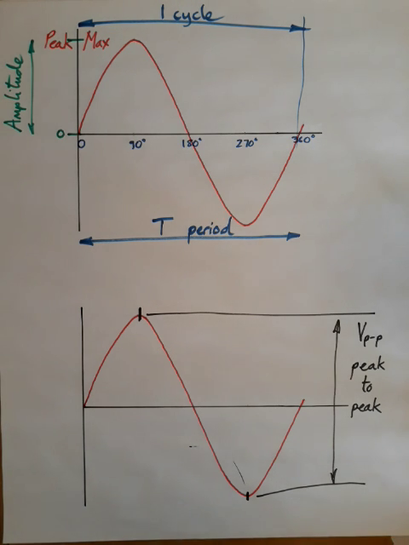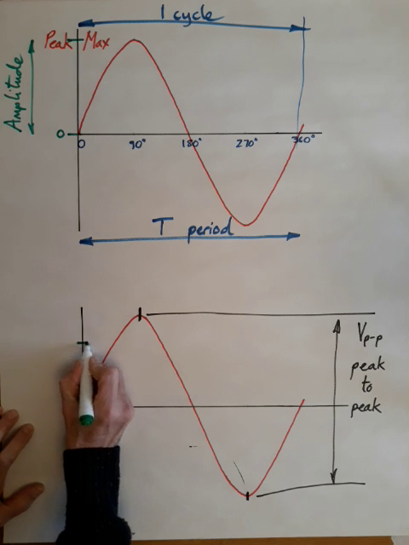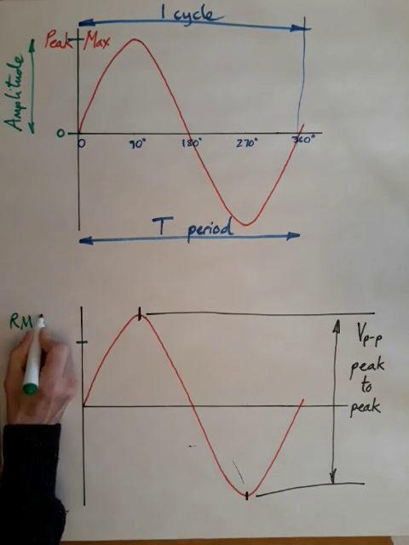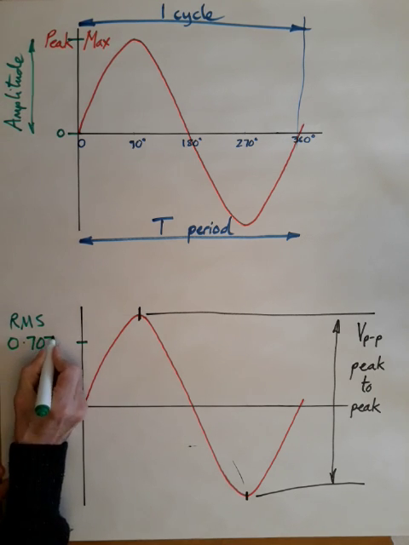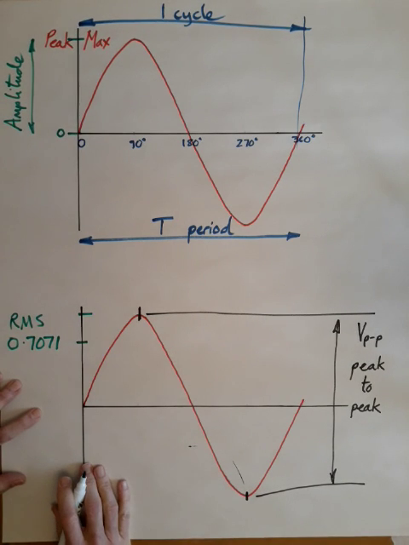Going to move on to what is possibly, arguably, the most important one that we need to discuss, and that is RMS. The term RMS refers to a particular value for an alternating wave, and the value, it's always assigned the same number. RMS is 0.7071 of whatever the peak or the maximum value is.